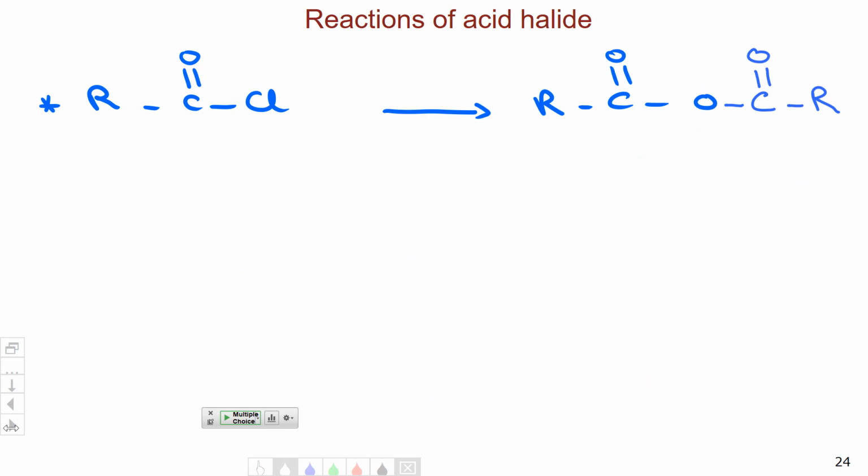Now, I'm going to ask you the question, what should I add to change an acid chloride to an anhydride? I'm asking you, although I didn't explain it, because there is a way to figure it out based on the main mechanism.